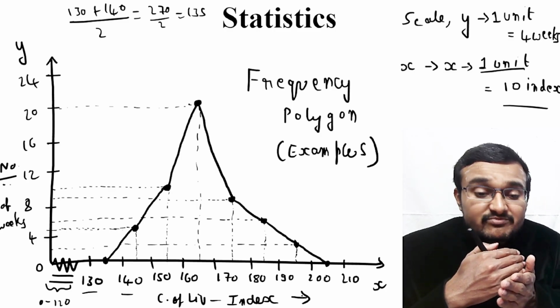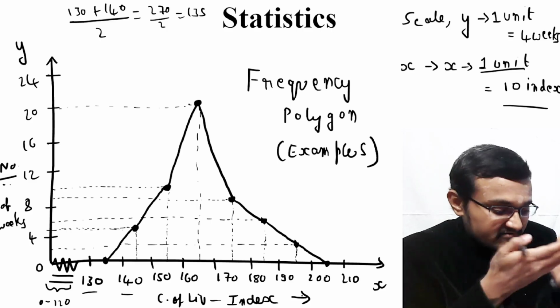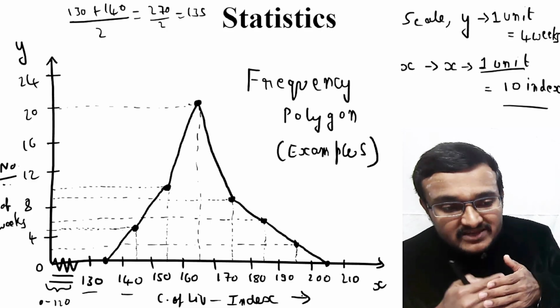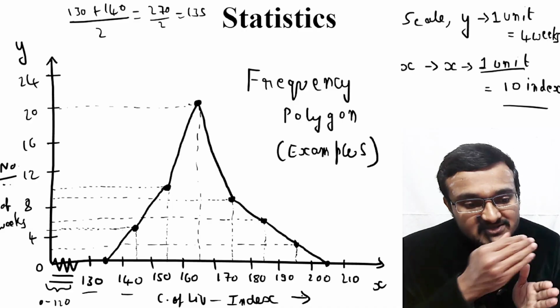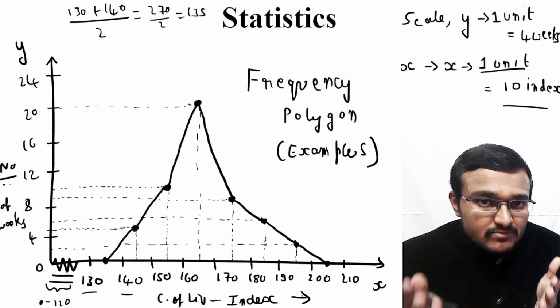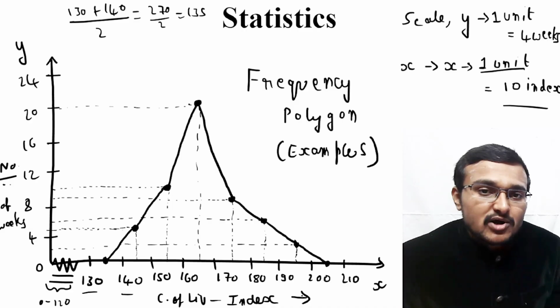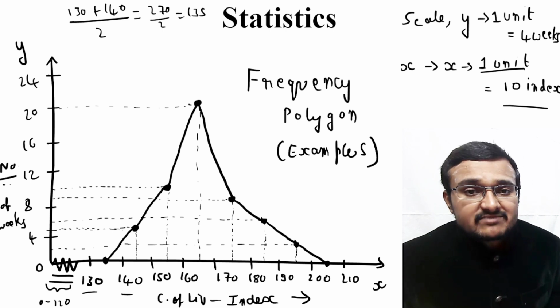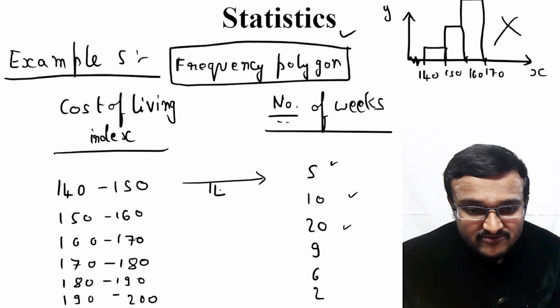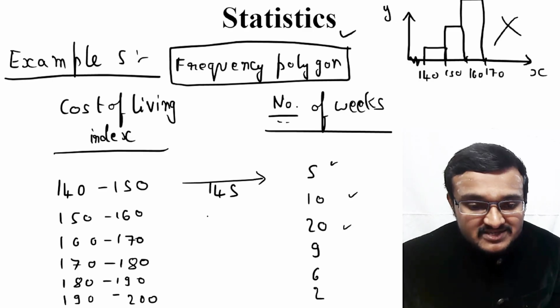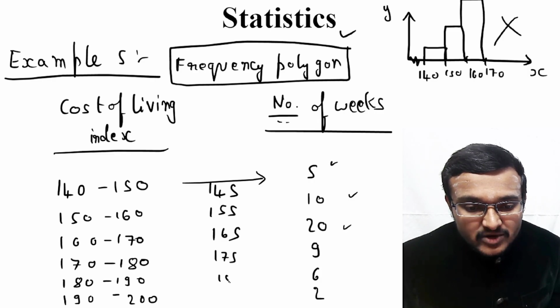So you can consider the midpoint of the ranges which they have given on the x-axis. With that you have to plot against the frequency on the y-axis. So you will get a frequency polygon. This is how you have to plot a frequency polygon. In the place of 140 to 150, we are considering 145 as the midpoint. From 150 to 160, we are considering 155. For 160 to 170, we are considering 165, 175, 185, 195.